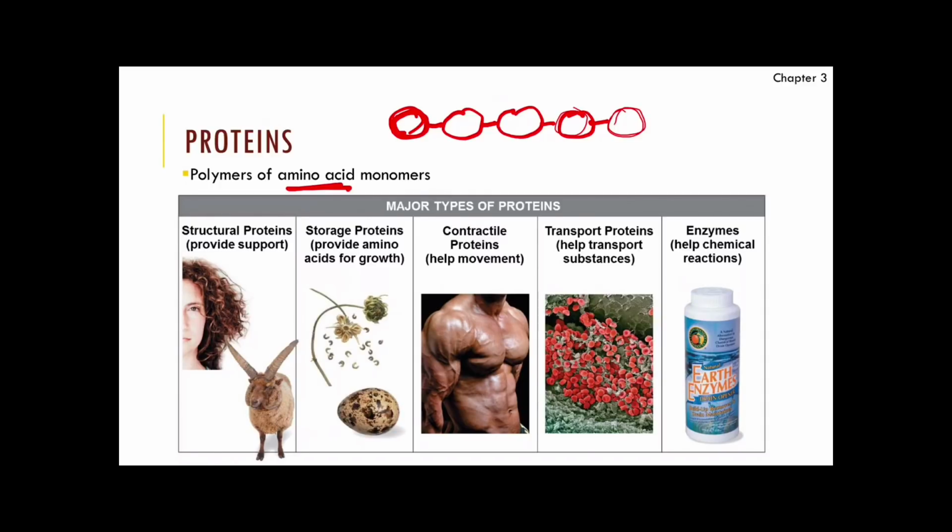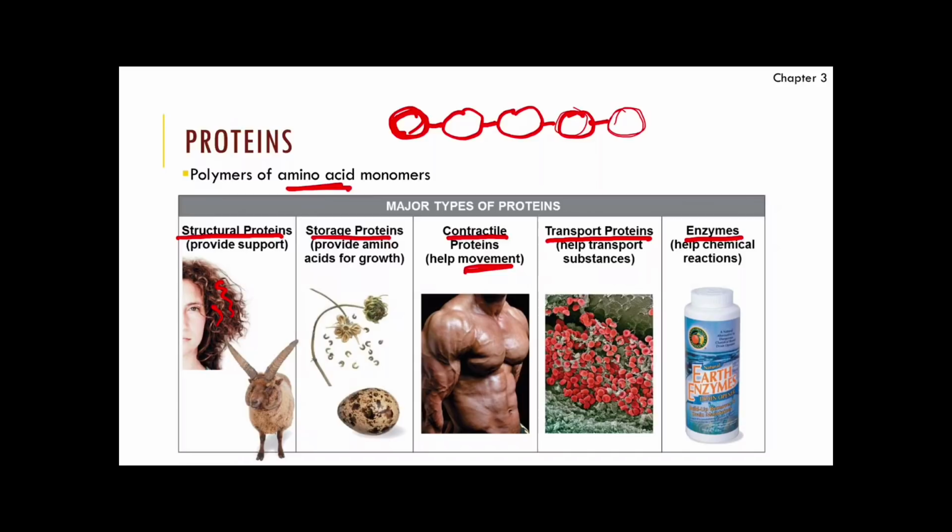You can have structural proteins, like what you have in your hair. Storage proteins, proteins that store energy. Proteins that help your muscles contract. Contractile proteins, they help in movements. And proteins that are involved in transport, في النقل, and enzymes.